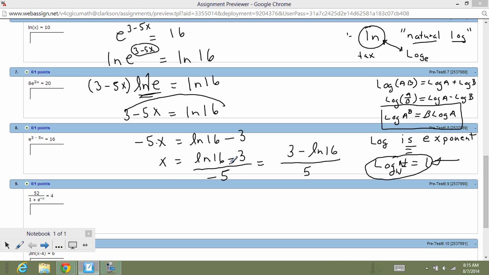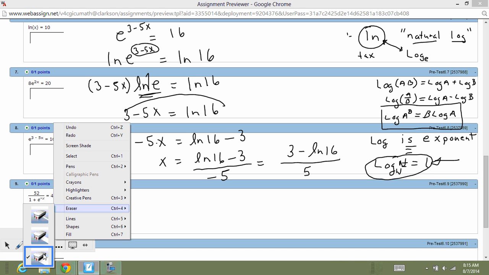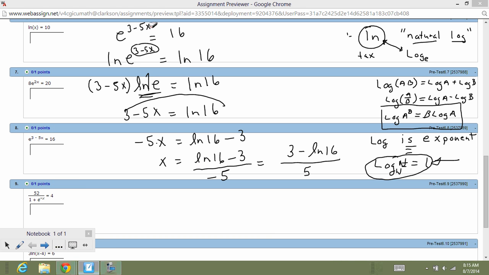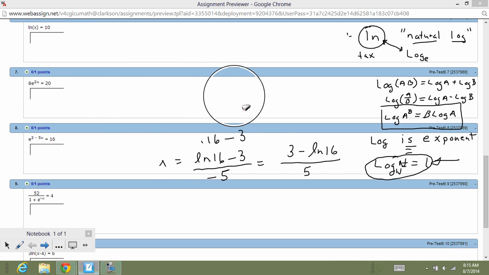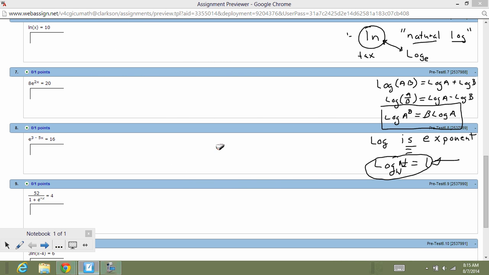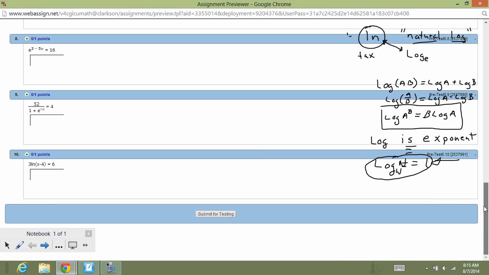All right? And hopefully now you're remembering your exponent rules and log rules from the high school experience and feeling a little better about this. Now, if we move ahead to question number 9, and I'll do that by just sliding up the page a little bit, you're looking at 52 divided by 1 plus e to the negative x. So it's an exponential equation because we have a variable exponent, equals 4.